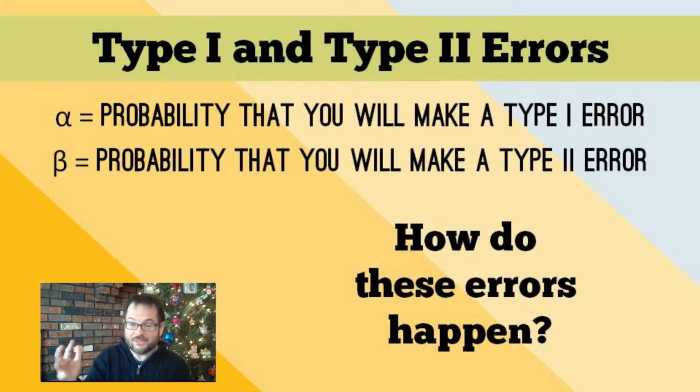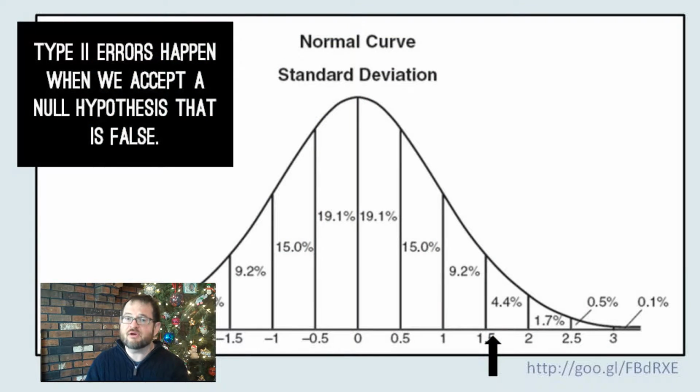We can make some choices that are going to influence the value of alpha, the probability that we're making a type 1 error. But alpha is just the probability you make a type 1 error. What about beta, the probability you're going to make a type 2 error? How does that happen? Type 2 errors, remember, happen when you are accepting a null hypothesis that you really should have rejected, because that null hypothesis is false.